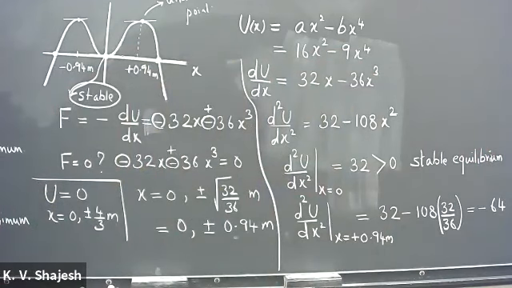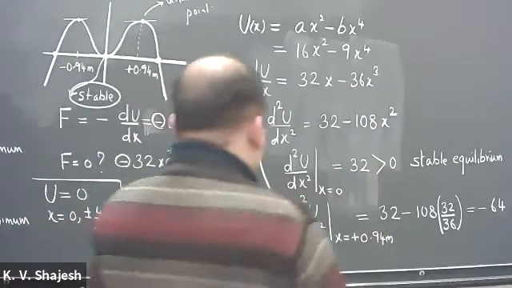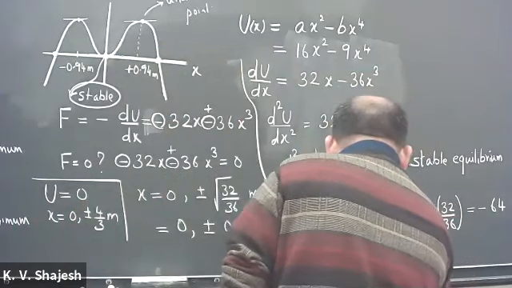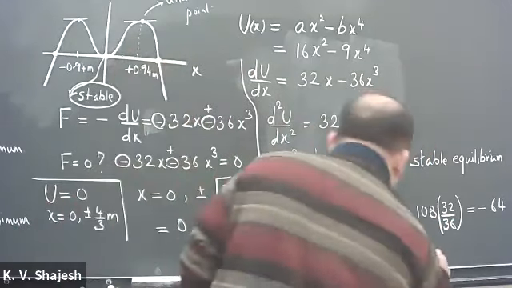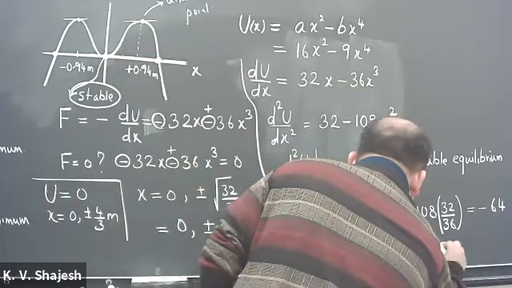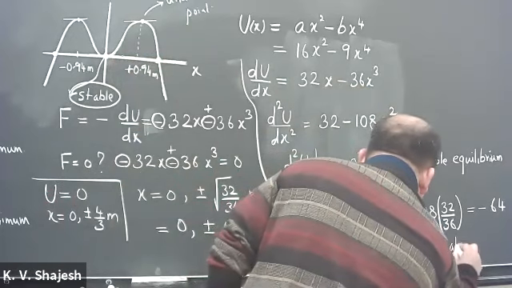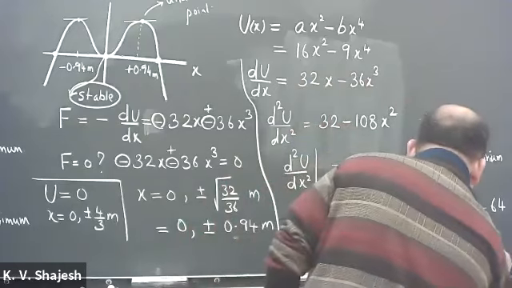Which is less than 0. That implies that this is an unstable point, or the particle is in unstable equilibrium at that point.